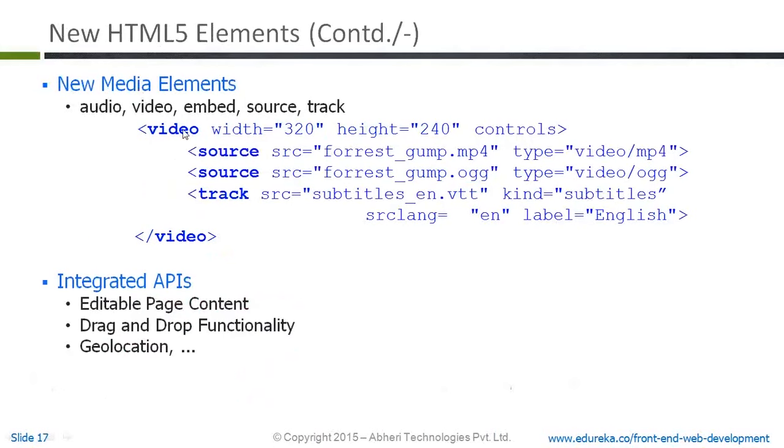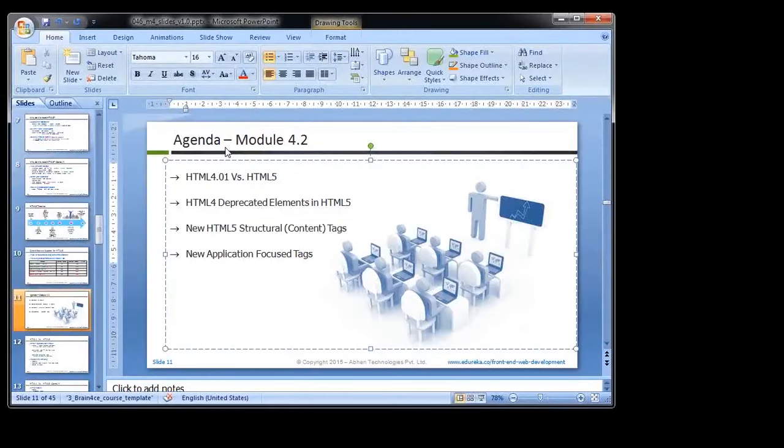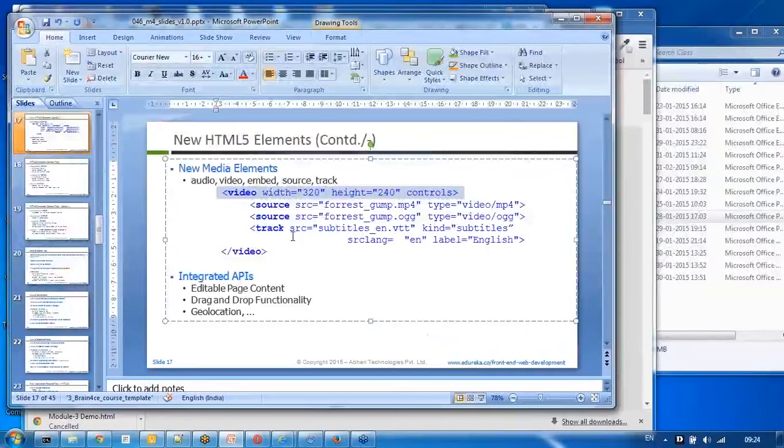Yeah, so I was talking about the new media elements like video. Here I'm just briefly showing an example. We'll cover more about the video tags in a separate module. The important thing is this is a video tag you can specify like this. This is a start tag, and as content you can have subtags, so you can specify multiple sources from which the video can be played.